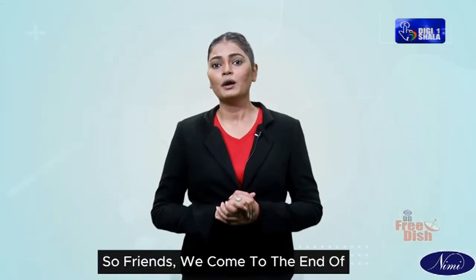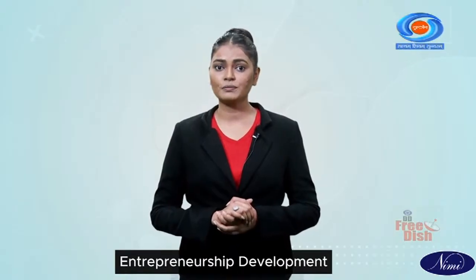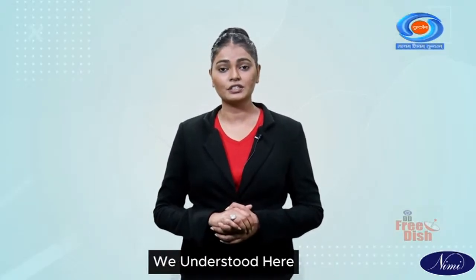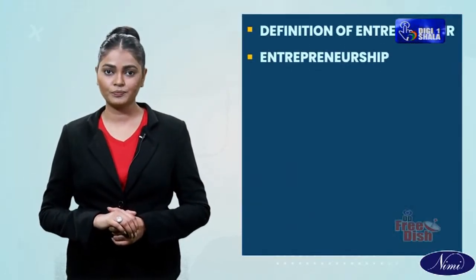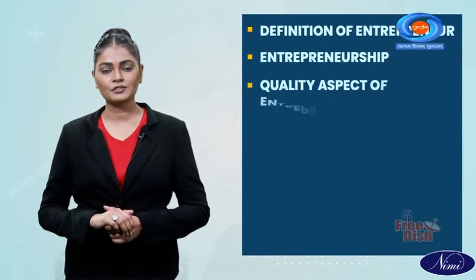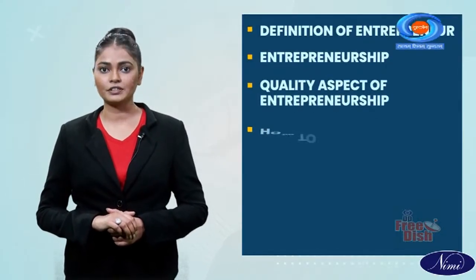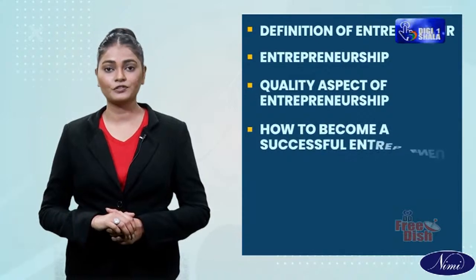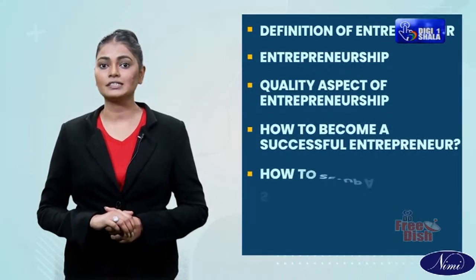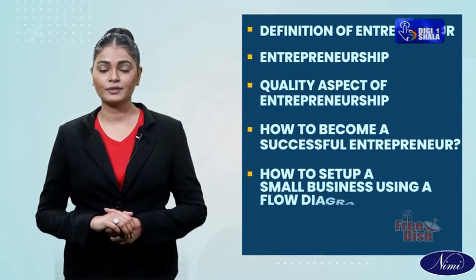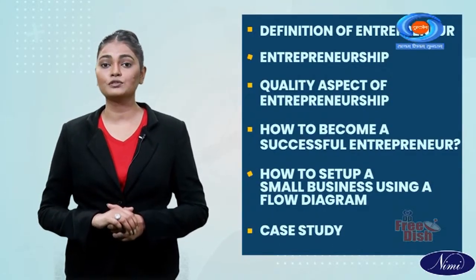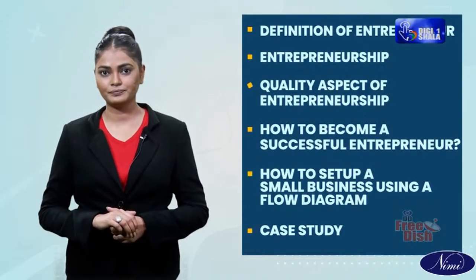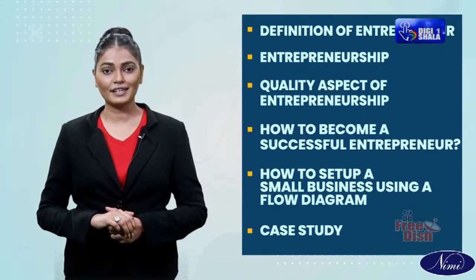So friends, we come to the end of entrepreneurship development. We understood here: 1. Definition of entrepreneur. 2. Entrepreneurship. 3. Quality aspect of entrepreneurship. 4. How to become a successful entrepreneur. 5. How to set up a small business using a flow diagram. 6. Case study.